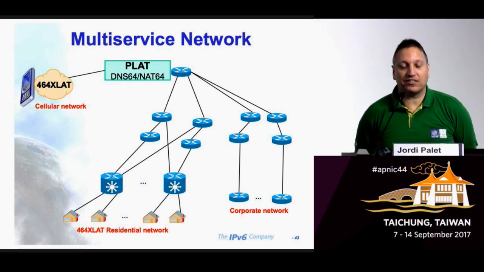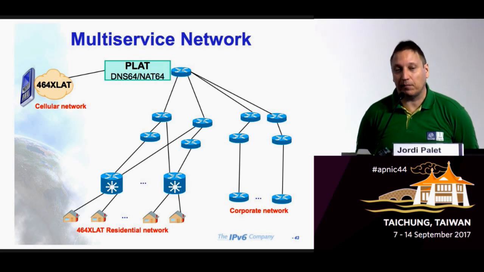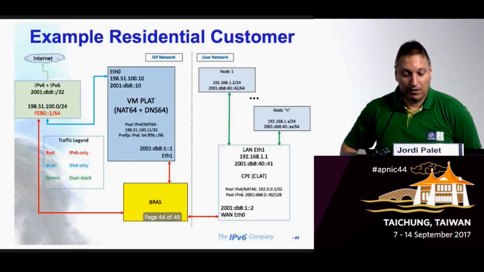So you have a single multi-service network with a single transition protocol instead of having several of them. It's ridiculous, because in cellular you have no other way than going to 464XLAT, right? I think everybody's clear about that right now.